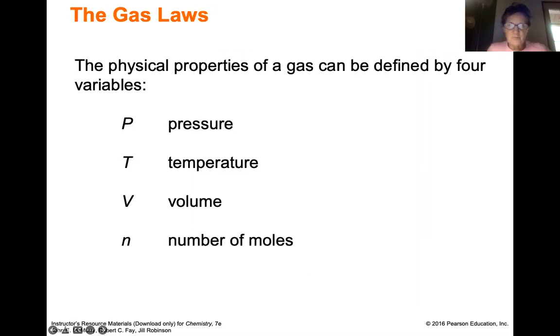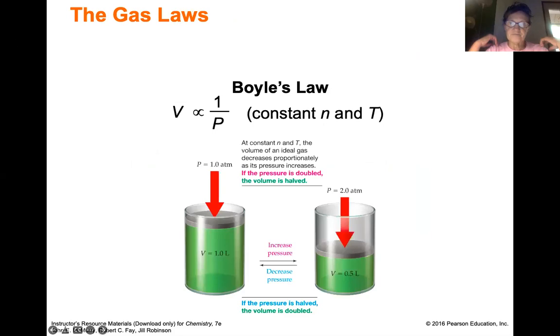So the physical properties of a gas can be defined by these variables. As I mentioned, we already knew about temperature, volume, and number of moles, but now we have some idea of how you would also measure pressure, and those are all important physical properties you need to know to understand what state a gas is in.